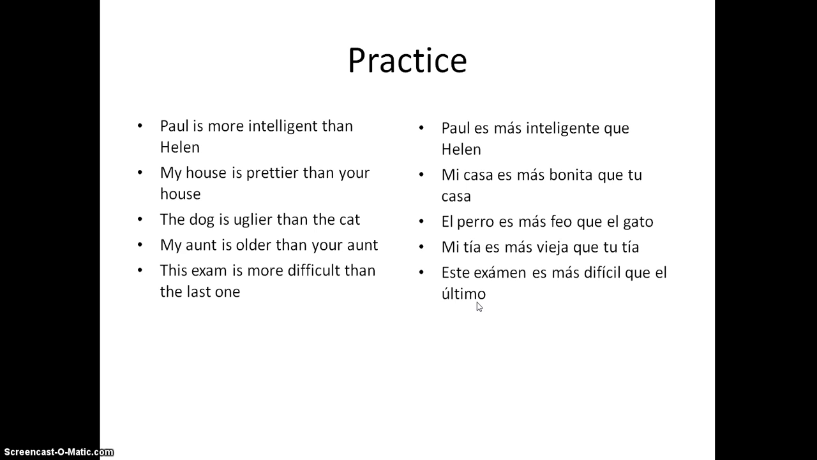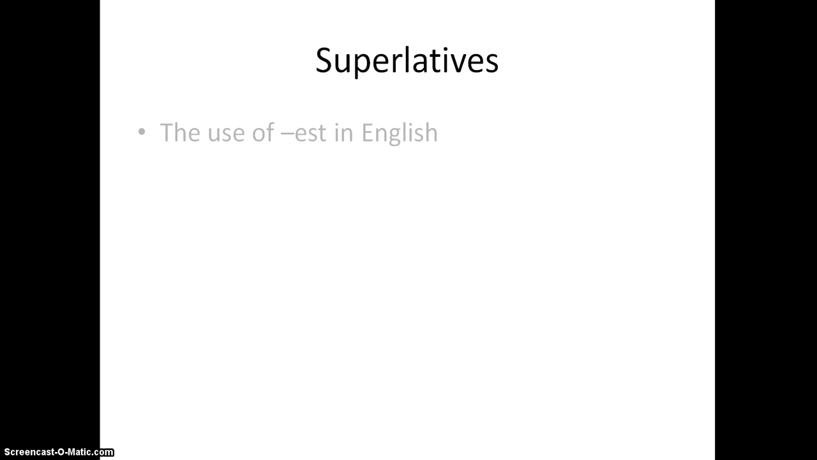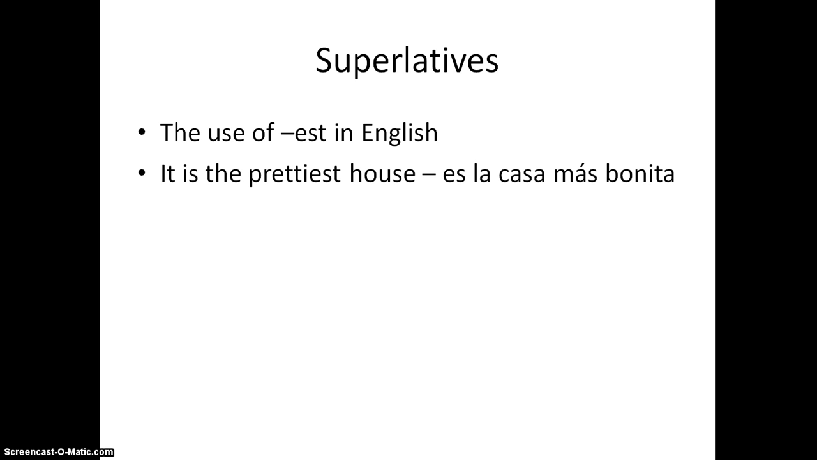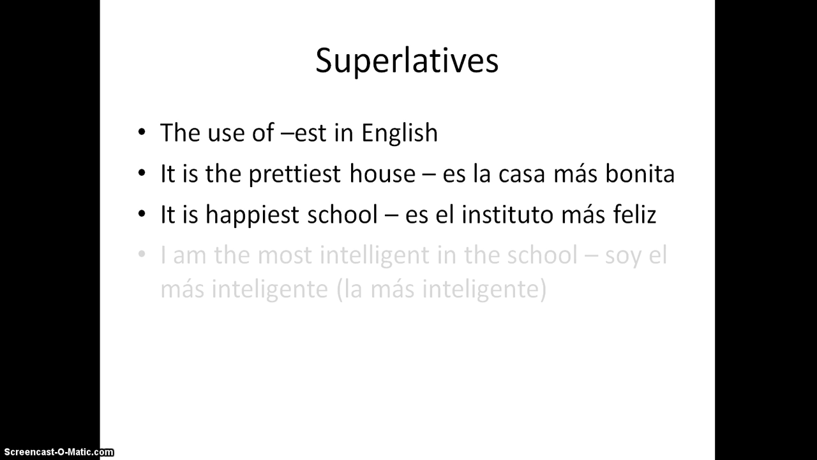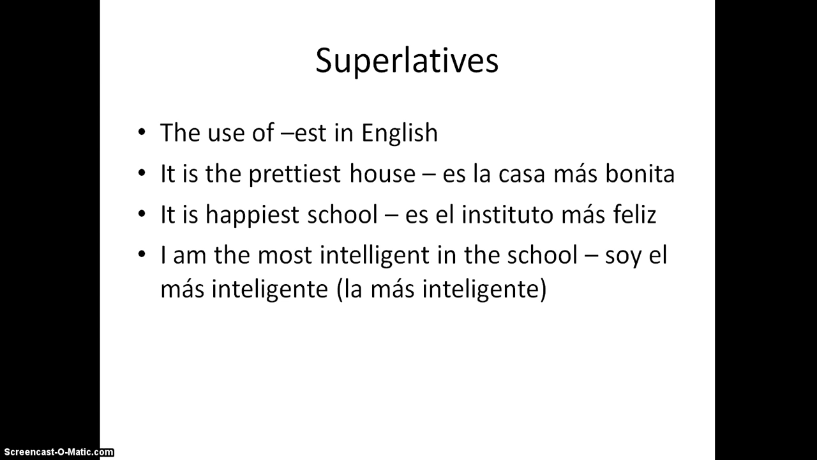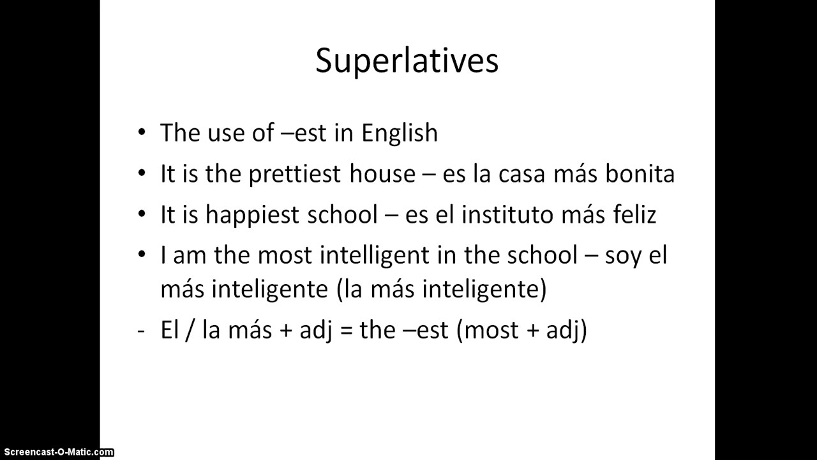Right, let's have a look at superlatives now. Superlatives, so when we use -est in English, so biggest, smallest, prettiest, it's the prettiest house. Es la casa más bonita. It's the happiest school. Es el instituto más feliz. I'm the most intelligent in the school. Soy el más inteligente del instituto. Or la más inteligente if you're a girl. So el or la más plus an adjective would become the most something.